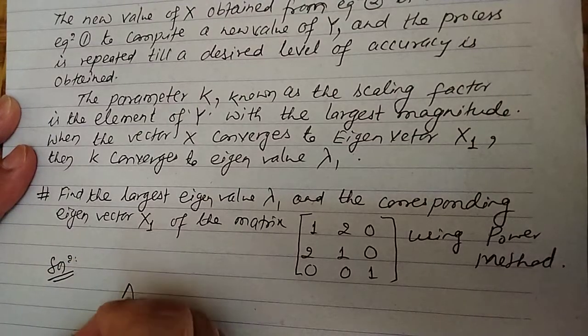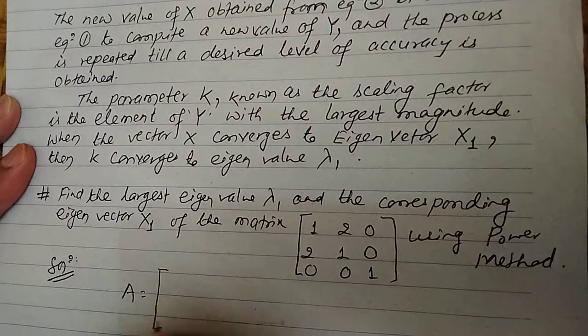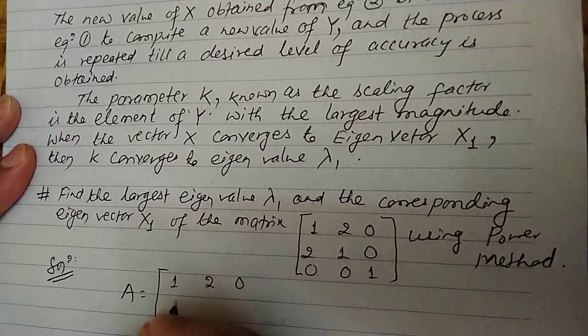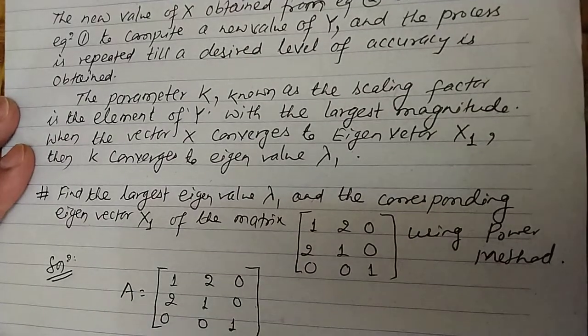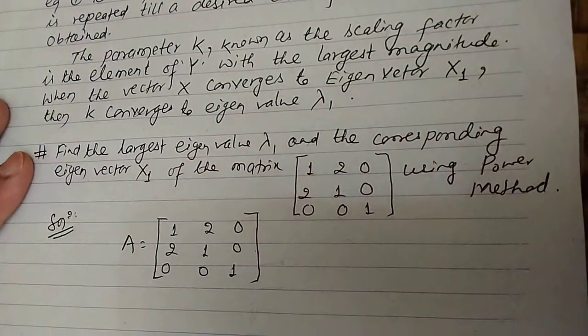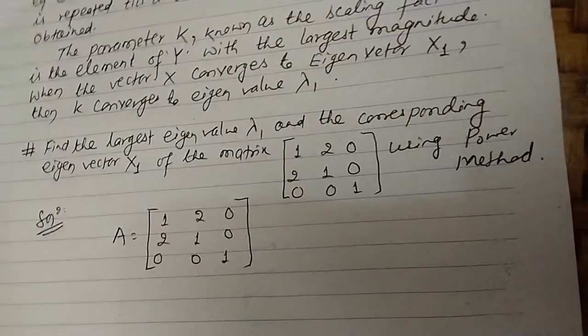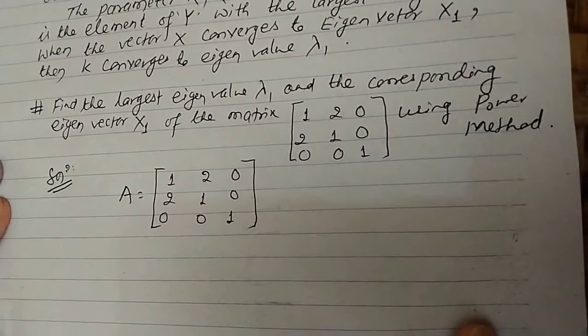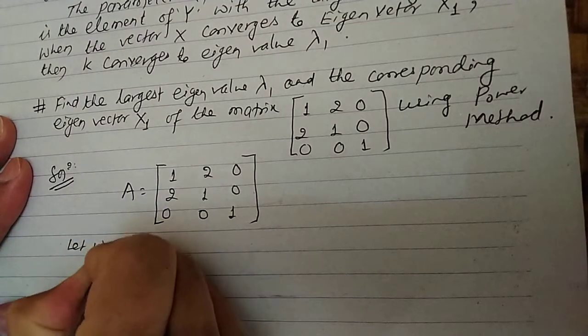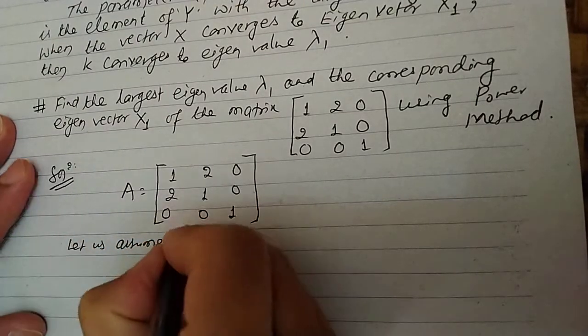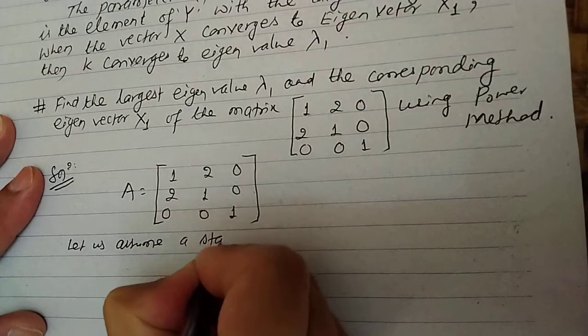So what is A given in the problem? 1 2 0 2 1 0 0 0 1. All right, starting vector, is it given in the problem? No, it's not given. X is not given. So let us assume a starting vector.